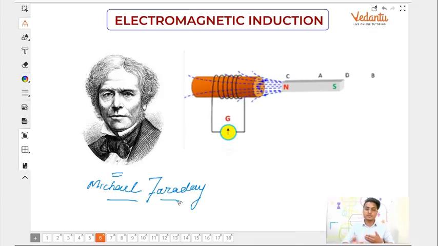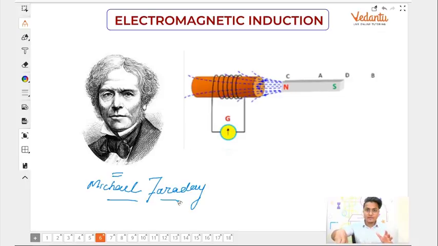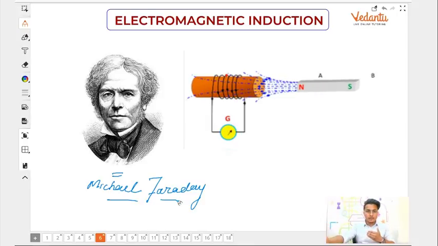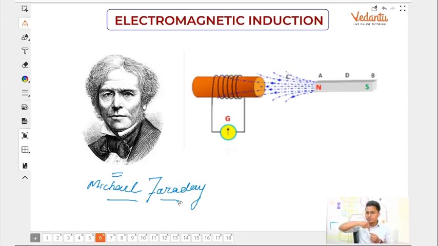He continued Oersted's experiment. Because I want you to remember now what did Oersted say. He said very clearly, whenever there is an electric field, a magnetic field is present. What did Faraday do? Faraday reversed this scenario. Faraday said, if one way is happening, then the return journey must also be happening. It must be a two-way trip.